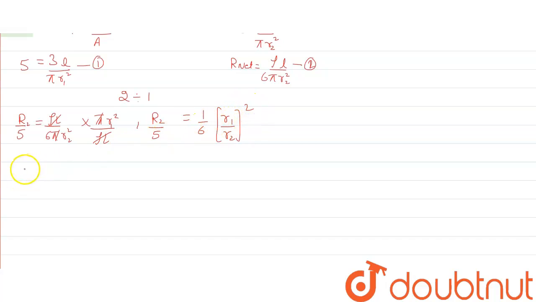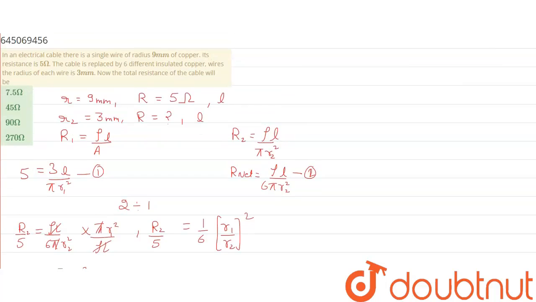right? So after putting the values, we will have 1 by 6 into 9 by 3 whole square, which gives us the value 3 by 2. So now we will remain with R2 equal to 3 by 2 multiplied by 5. So after solving this, we will have the resistance of 7.5 ohm, which is the answer for the given question, and option 1 is right.